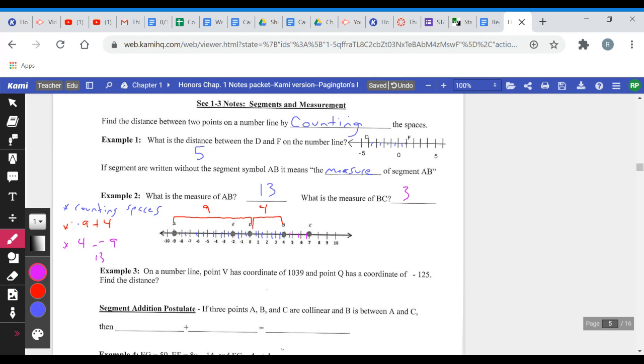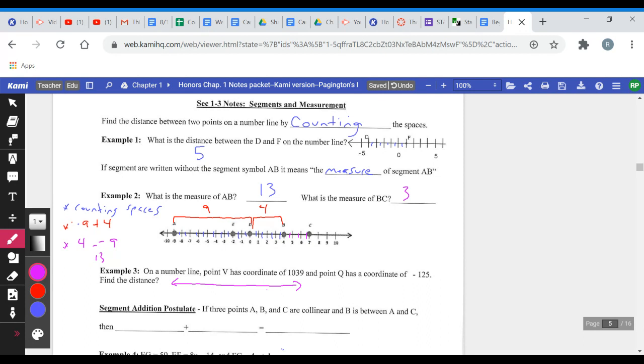Example 3 is a little different, though. If we look at that, it says on a number line, V is at 1039 and point Q is at -125. Find the distance. So I think you can see that it would not be super practical to count the spaces in this case. So one of these other methods is maybe going to make a little more sense.